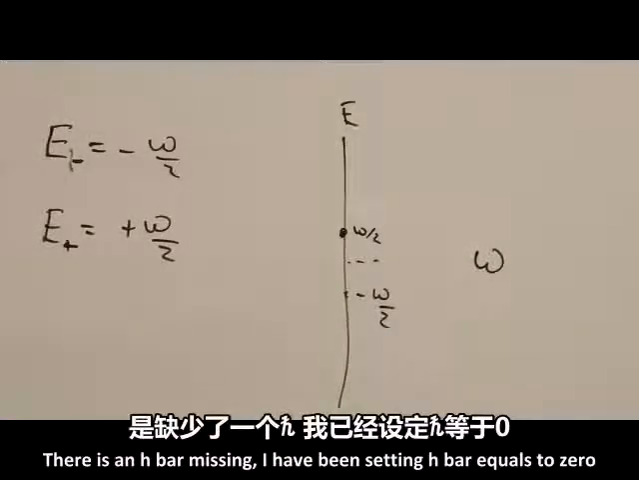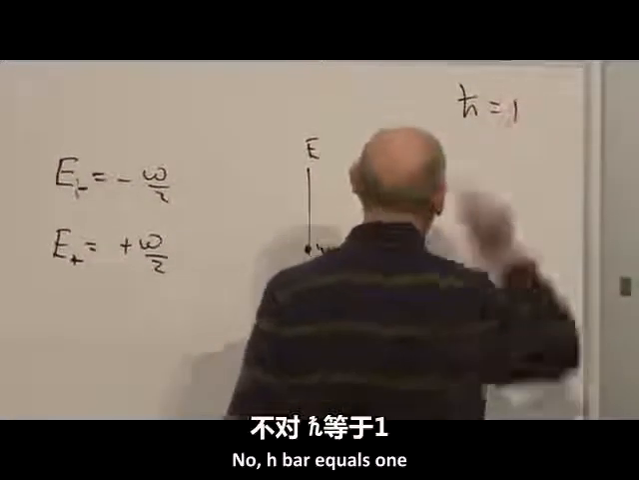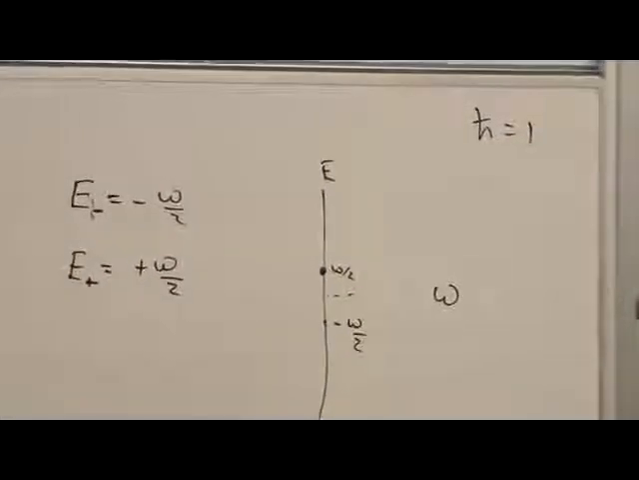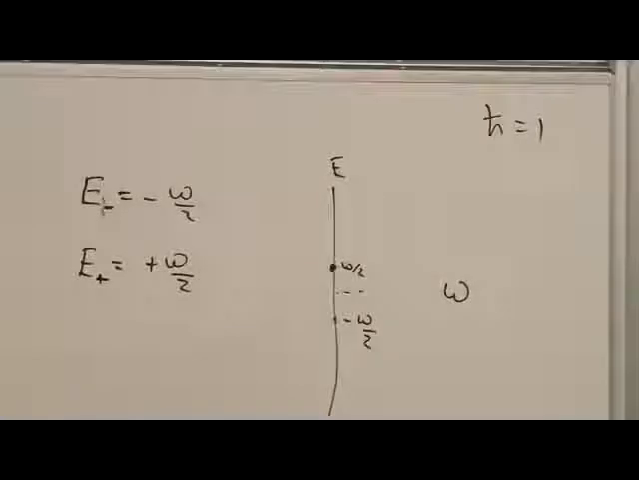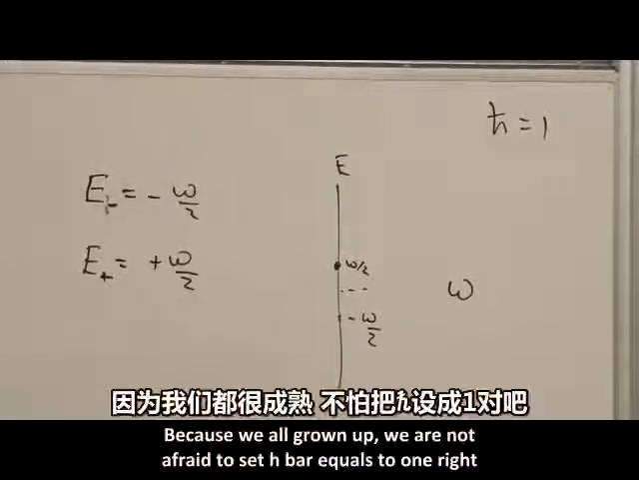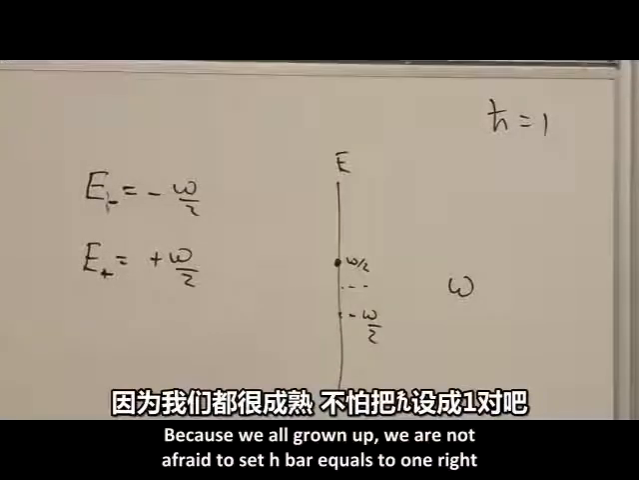I've been setting h bar equal to 0. No. h bar equal to 1. I've been setting h bar equal to 1. It's really h bar omega, but I'll continue to set h bar equal to 1 because we're all grown-ups and we're not afraid of setting h bar equal to 1, right?